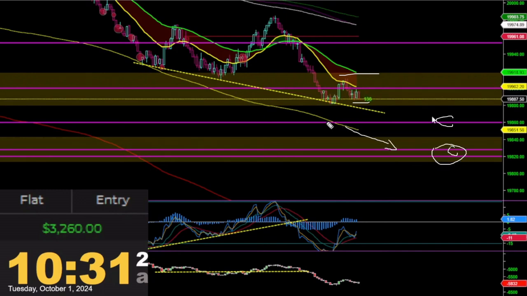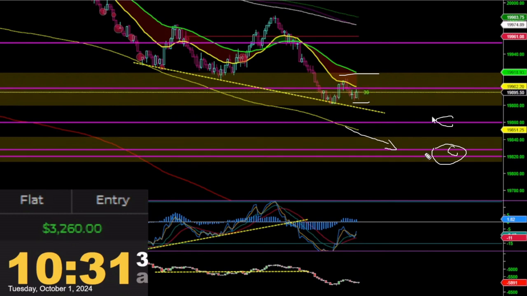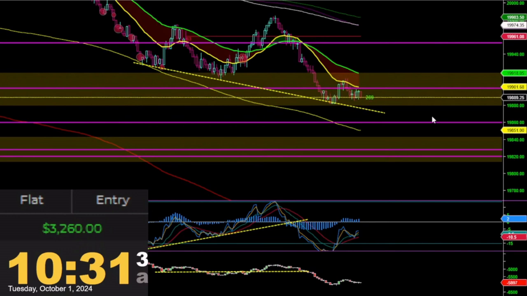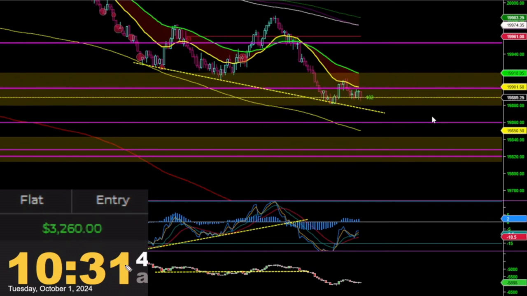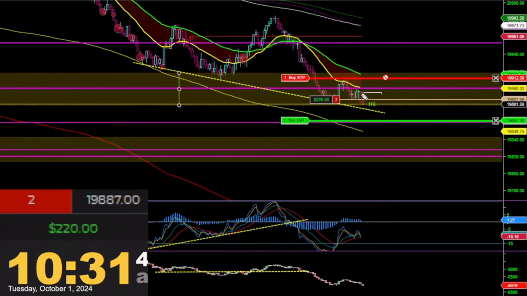The second deviation of the VWAP seems to be going to this area here, so that's why I'm aiming at this. There's a strong candle right there that I go in.